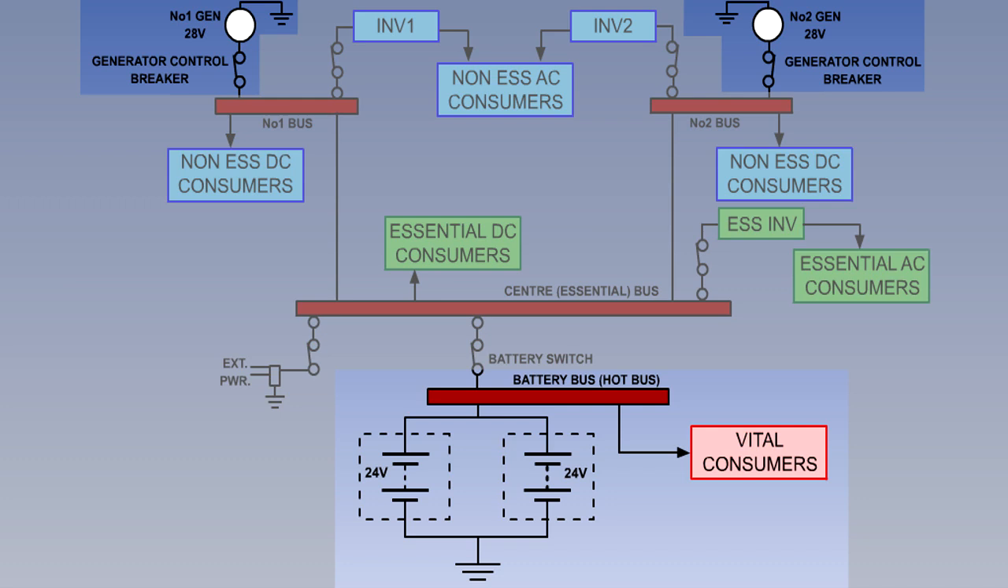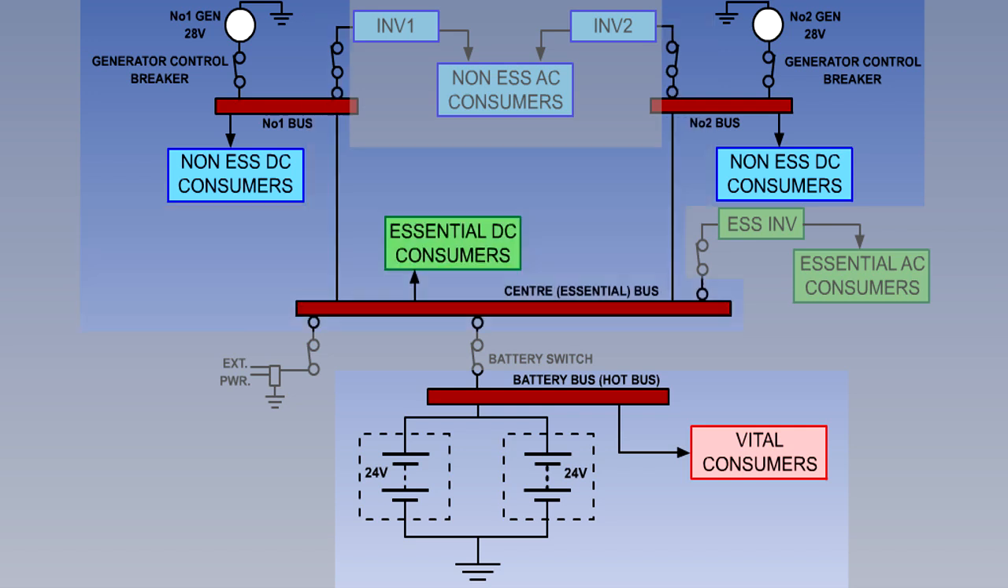The battery busbar, which may be referred to as a hot bus or hot battery bus, is always connected to the battery. The vital consumers are supplied from the battery busbar. Each generator has its own busbar to which are connected the non-essential DC consumer services. Both busbars are in turn connected to a single busbar which supplies power to the essential DC services.